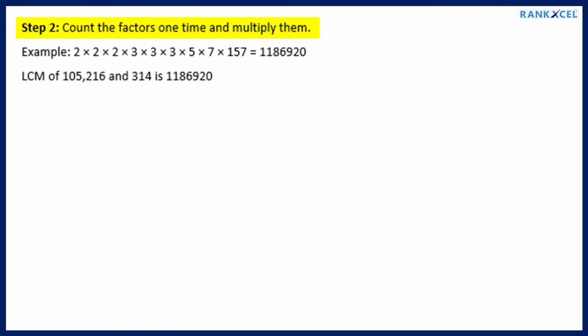Step 2. Count the factors one time and multiply them. Example, 2 times 2 times 2 times 3 times 3 times 3 times 5 times 7 times 157 equals 1,186,920. LCM of 105, 216 and 314 is 1,186,920.